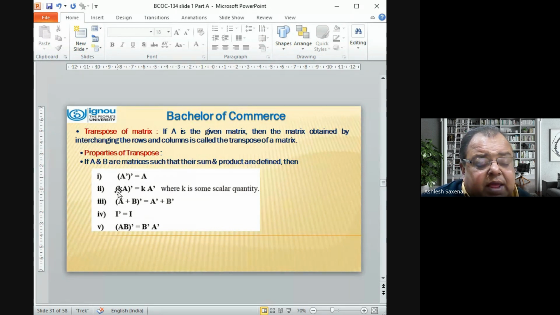When you multiply with any scalar quantity, it will be K times A transpose. If (A plus B) transpose has to be calculated, then we can write it as A transpose plus B transpose. Identity transpose is equal to identity. And similarly, if (AB) transpose is there, then B transpose into A transpose has to be done.